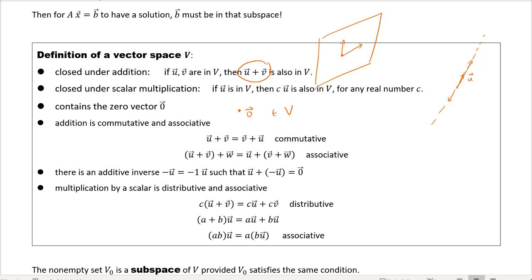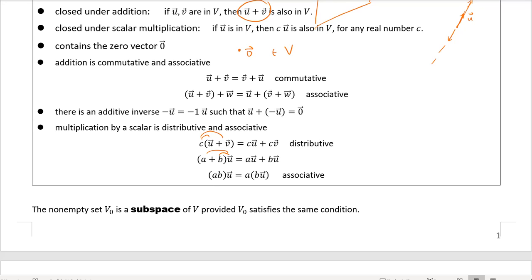Multiplication by scalar is distributive and associative. So when we multiply a vector by a scalar, we can distribute the scalar. Also, if we have the sum of scalars multiplied by the vector, we should be able to distribute it. And if we have two scalars multiplied and then times U, it is the same as multiplying B times U and then multiplying by A on the left. Okay, associative.